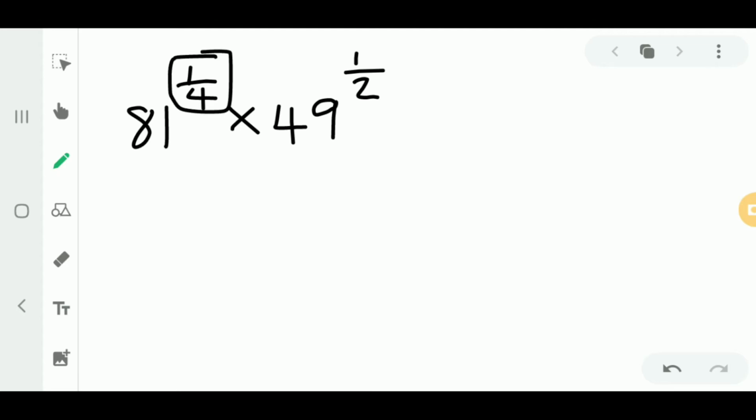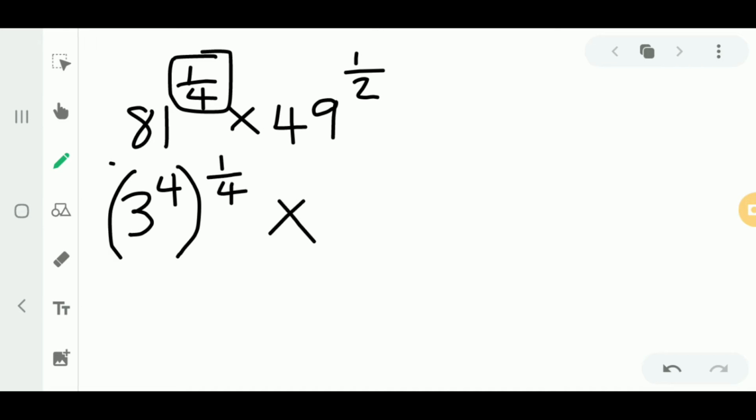So let's say we have a question like this: 81 raised to the quarter times 49 raised to the half, and we want to solve this without using a calculator. What we want to try and do is get rid of the power. What you do is you look at the denominator of the fractional power, and you realize here that it is a 4. So you think, what number can I raise to the 4th power to give me 81? And you say 3 to the 4th power gives you 81. So you say 3 to the 4, and you write back the quarter on the outside.